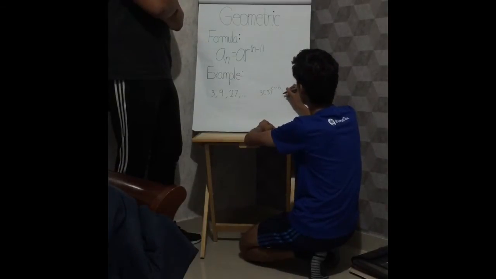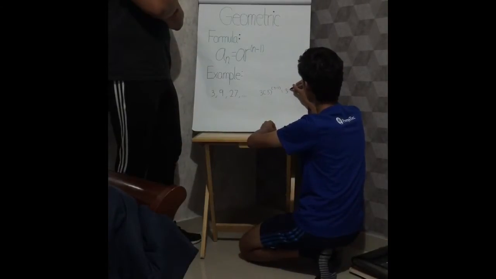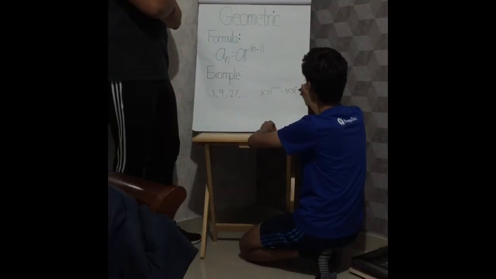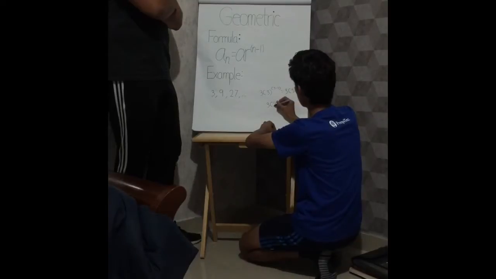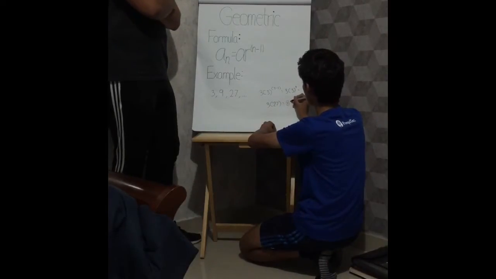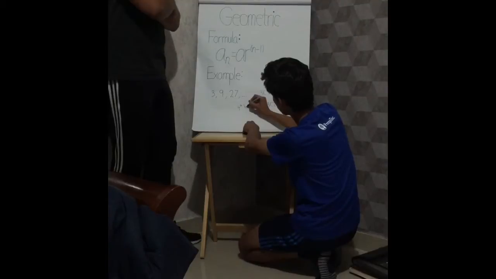When we simplify this formula, we get 3 times 3 to the third power. That is 3 times 27, and 27 times 3 equals 81. So our fourth term equals 81.